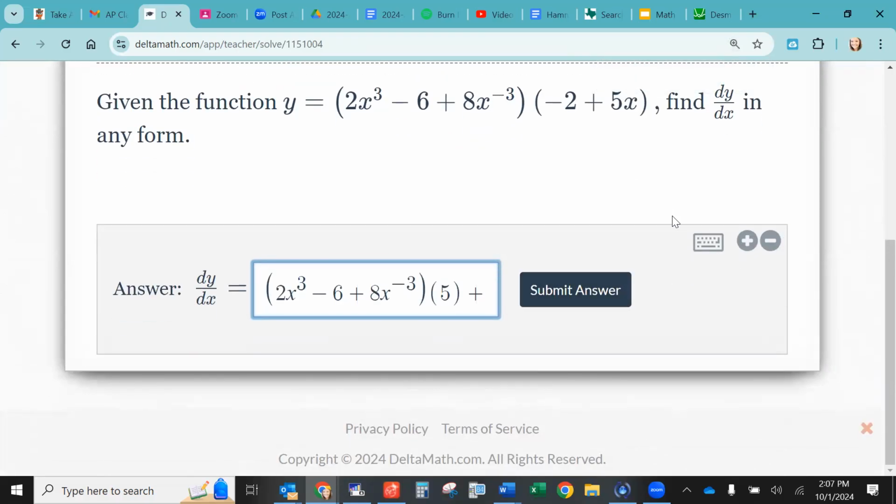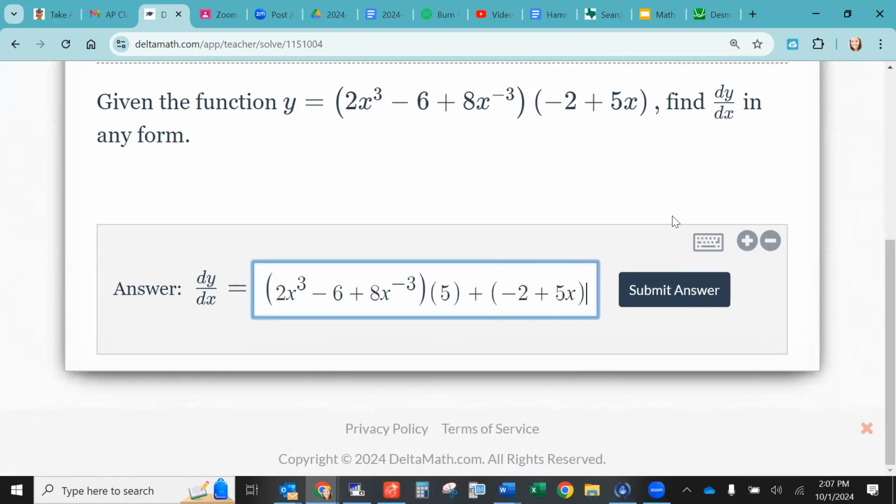So I'm going to do negative 2 plus 5x, and then I'm gonna multiply by this one's derivative. But remember, we're not gonna times these out and do crazy stuff. You're just gonna take the derivative pieces, put them together. What's the derivative of that?